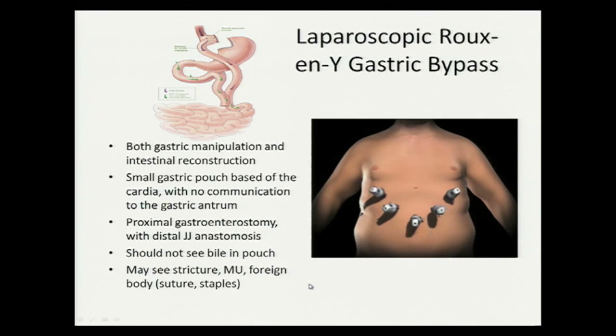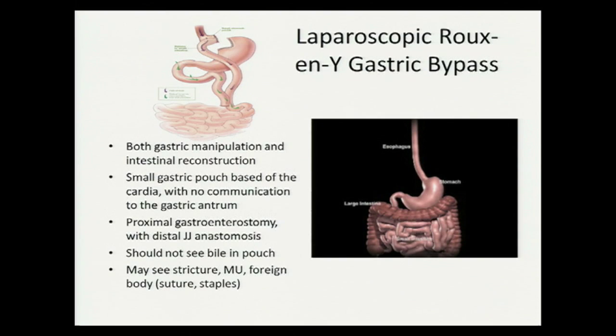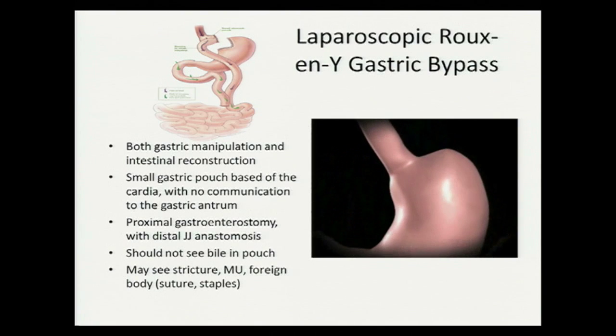intestinal manipulation. The operation is really based on the proximal stomach, based on the cardia. There is typically no communication with the body or the antrum. The proximal pouch is then anastomosed to the small intestine.